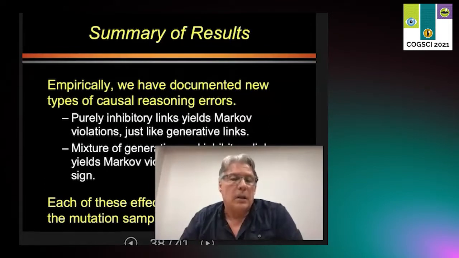So, to summarize, empirically we've documented new types of causal reasoning errors. First, for the first time, we found that Markov violations occur in a causal graph with nothing but inhibitory relations. Those violations were in the typical positive direction. Second, for causal graphs containing a mixture of generative and inhibitory links, we found that people still commit Markov violations, but now the sign of those violations has switched from positive to negative. To our knowledge, this is the first demonstration of Markov violations in the negative direction. The important theoretical result, of course, is that each of these effects was predicted beforehand by the mutation sampler.